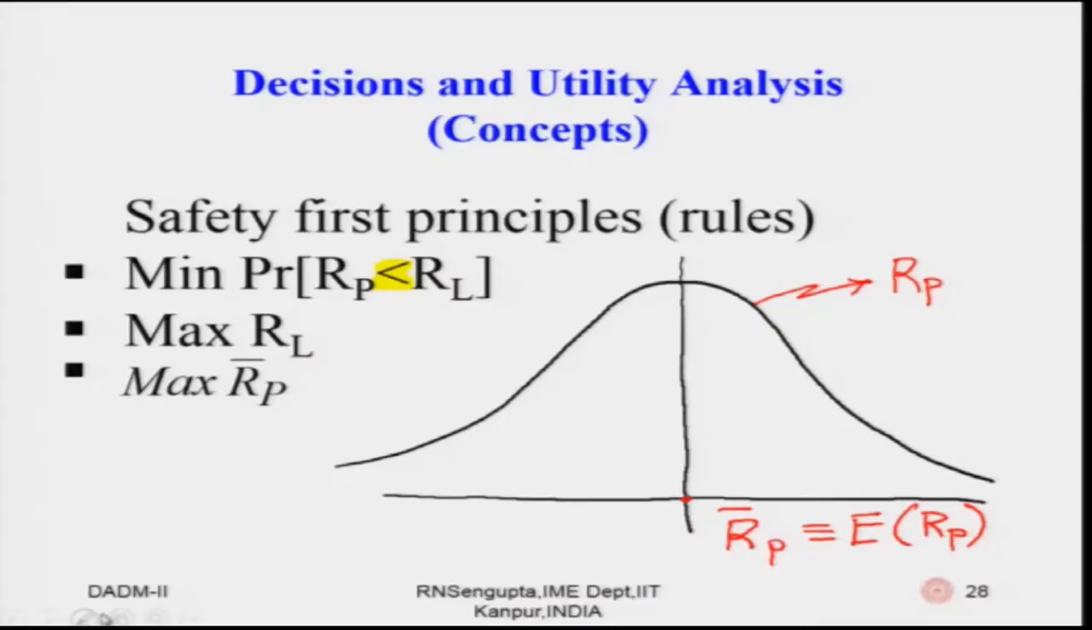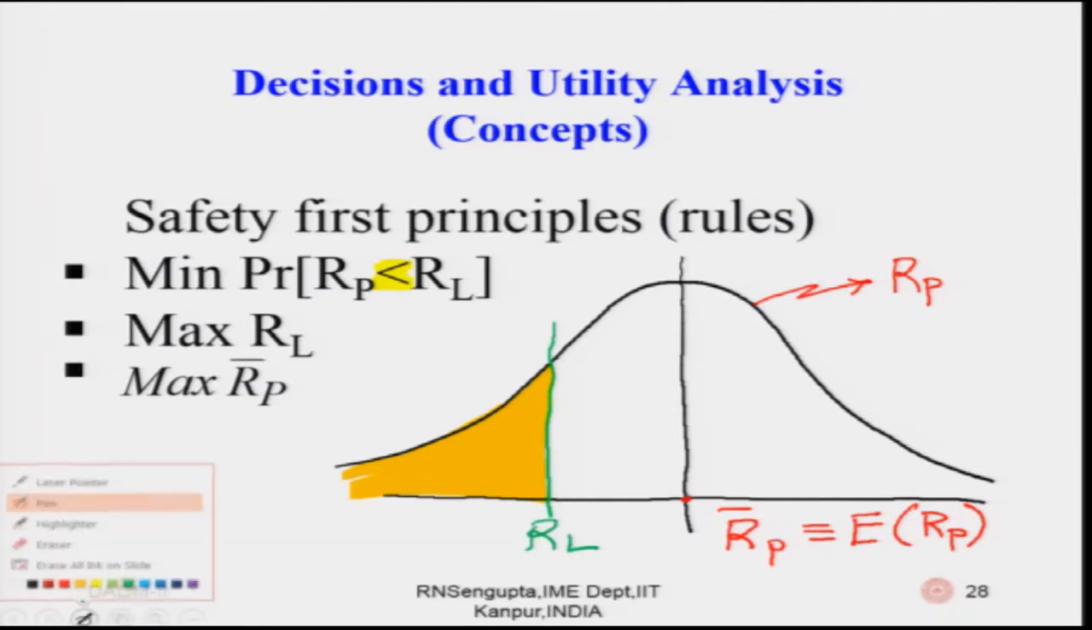So, let me draw it. Let me mark RL by a different color. So, let this be RL. RL can be anywhere, on the left or on the right. And what I want is this. The overall area of the return RP should be such that the area I am marking by this light orange is as minimum as possible. We want to minimize it as much as possible. Point one.